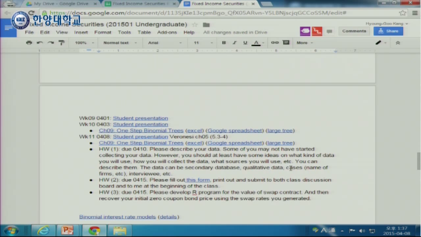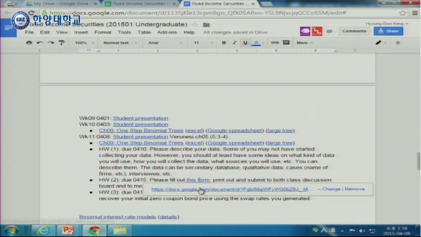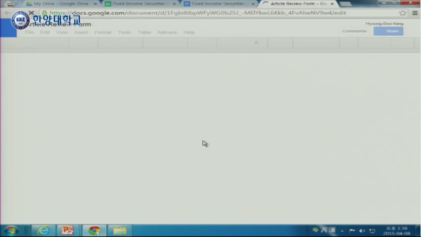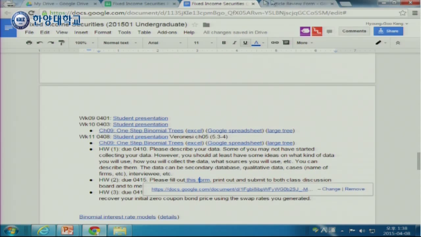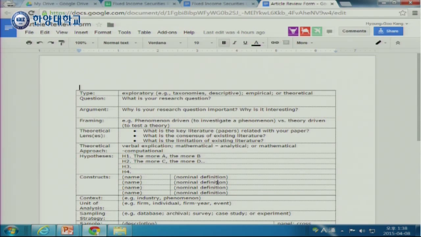Okay? So it is due by the day after tomorrow. It shouldn't be that difficult. And then the next one is again due next Wednesday. Please fill out this form. Print it out, and submit it to both the class discussion board and to me at the beginning of class. So you fill this form, okay? You fill this form and then upload it in the discussion board and also print it out and please submit it here at the desk, my desk, okay?